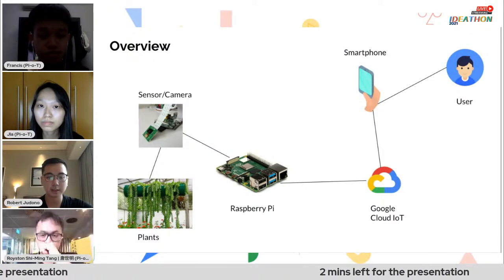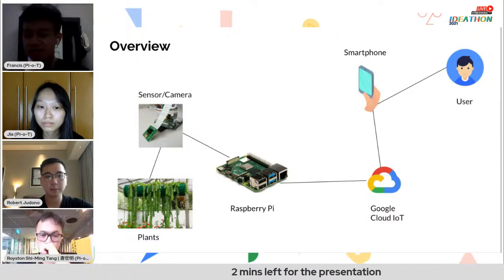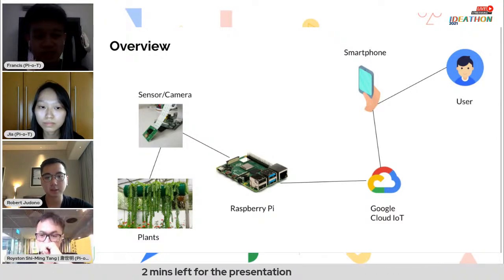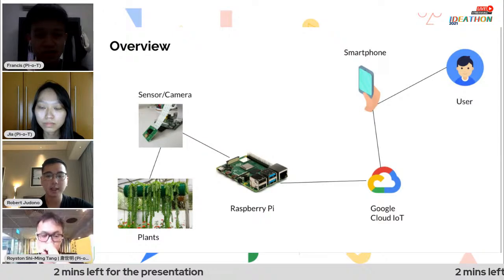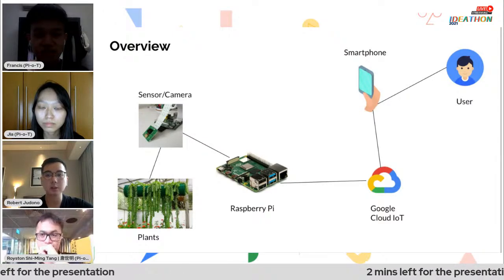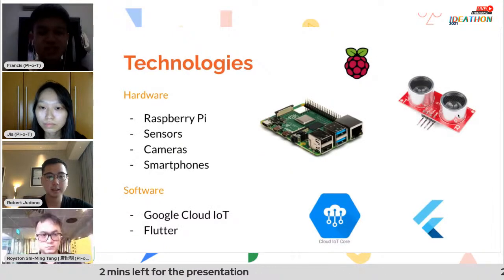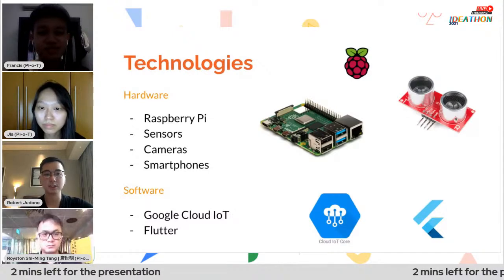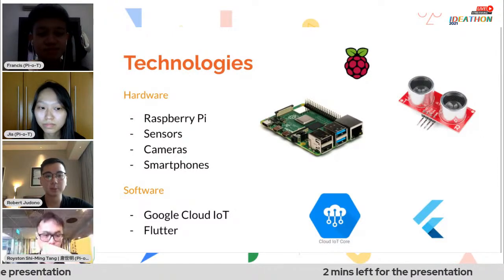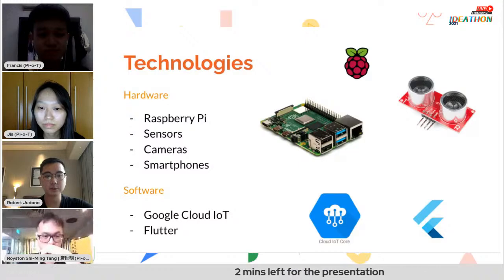And this is an overview of how the project is going to work. So as you can see, the plant is monitored by the sensor and the data is sent to the Raspberry Pi, and that is processed in the Google Cloud and sent to your smartphone, which is used by you. Next slide. And yeah, so these are the technologies that we will be using: Raspberry Pi, sensors, camera, smartphones, Google Cloud IoT, and Flutter to create the app.